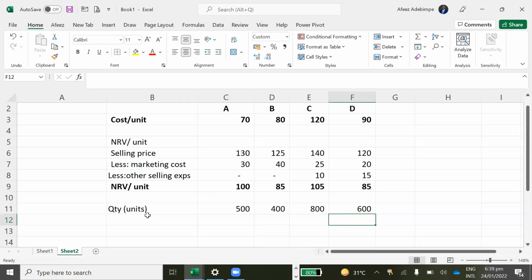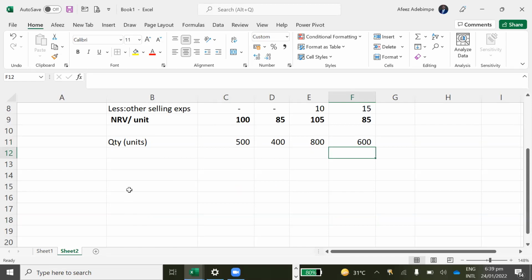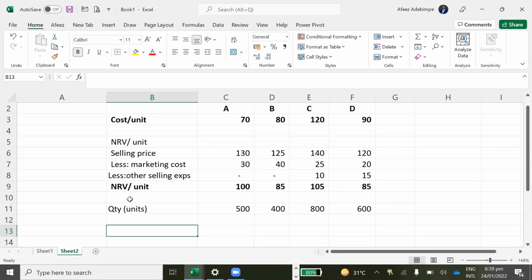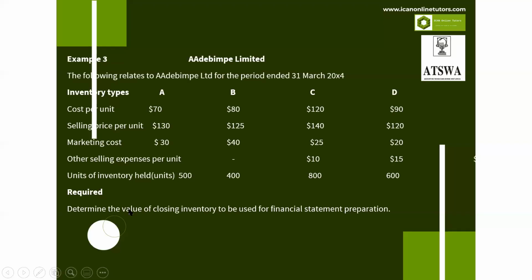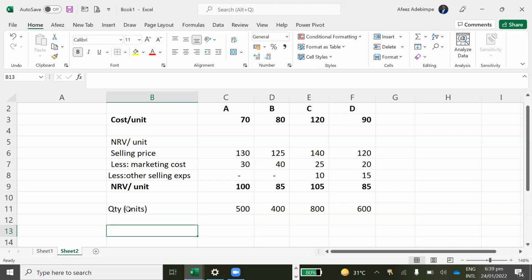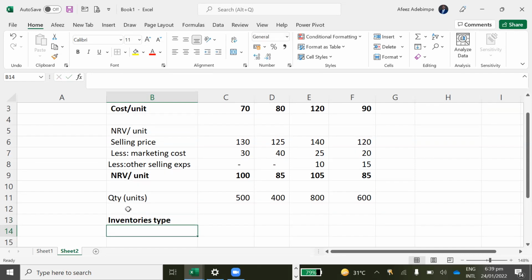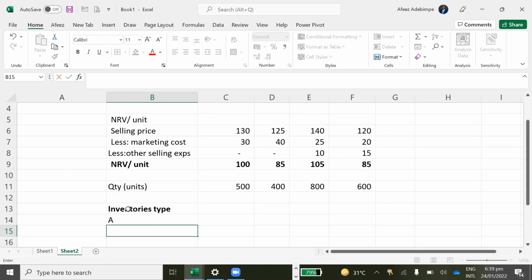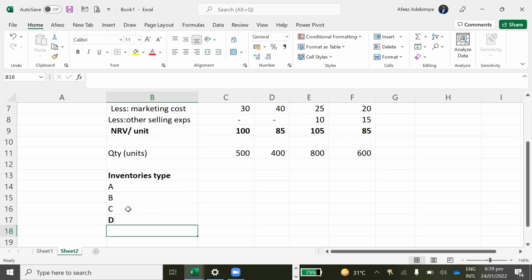Correct. Now, I want to determine the value. I can come in to say inventory types. How many inventory types do we have? A, B, C, and D. We have these to be our inventory types.